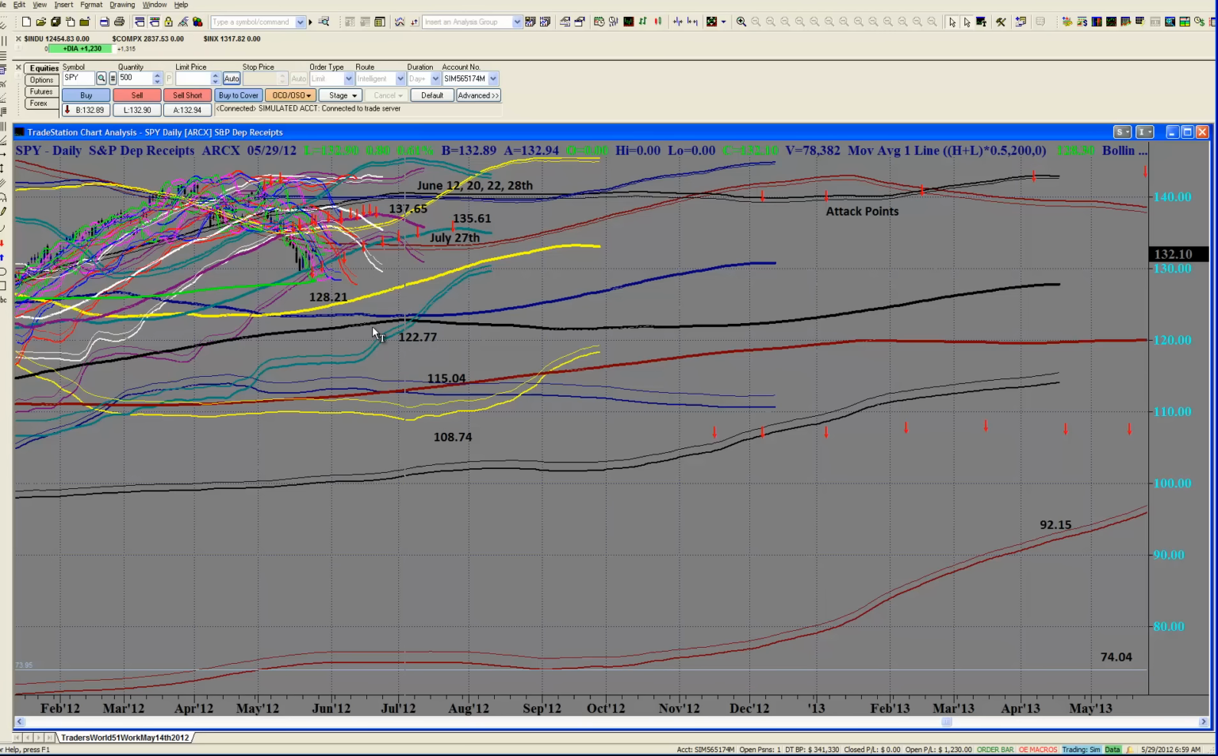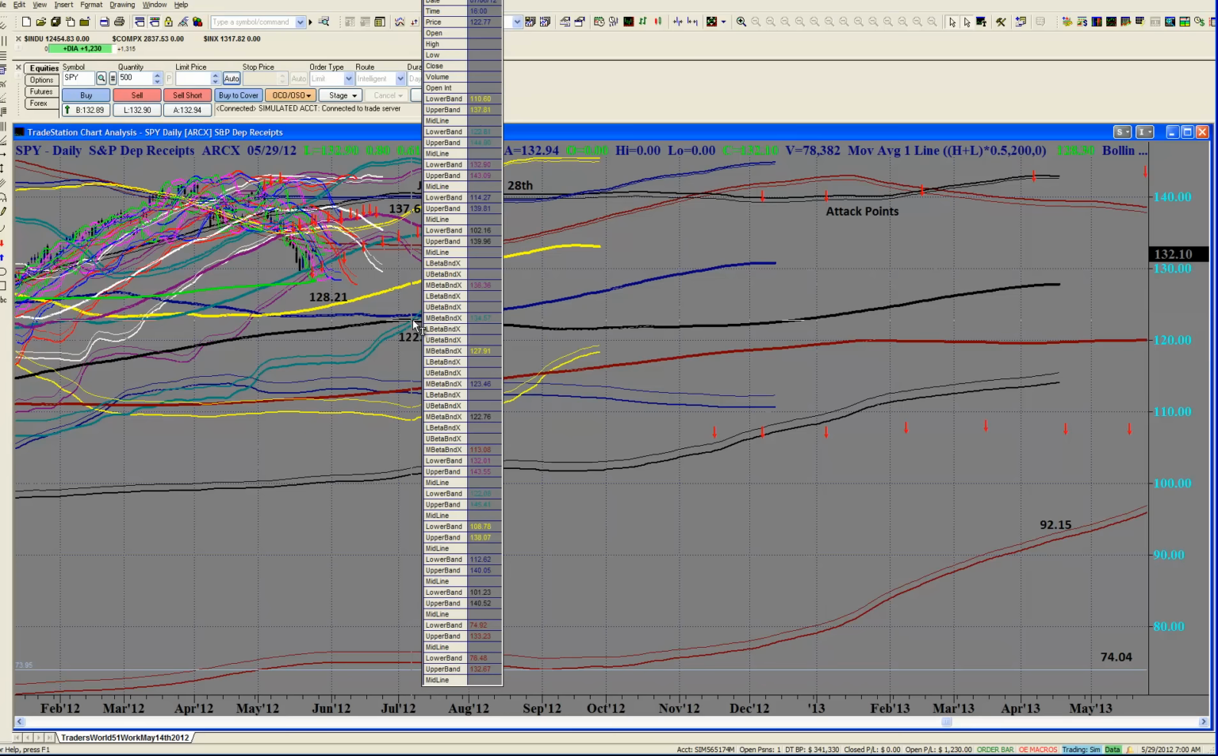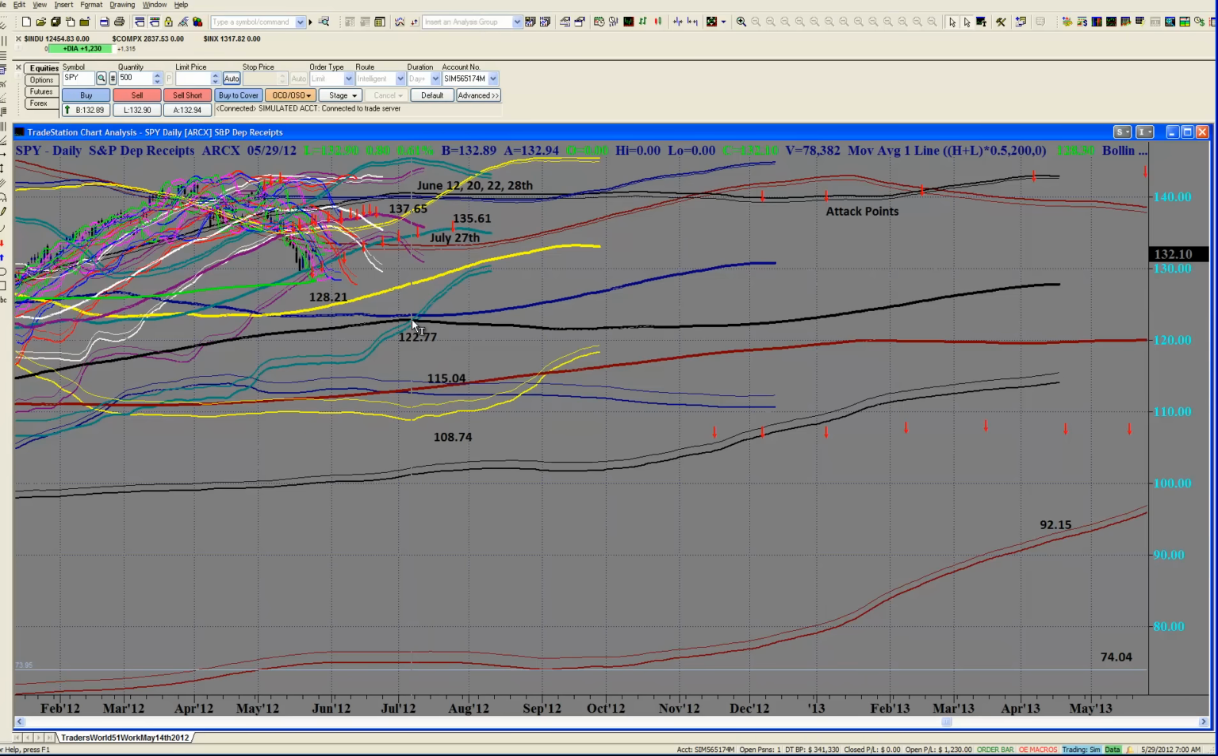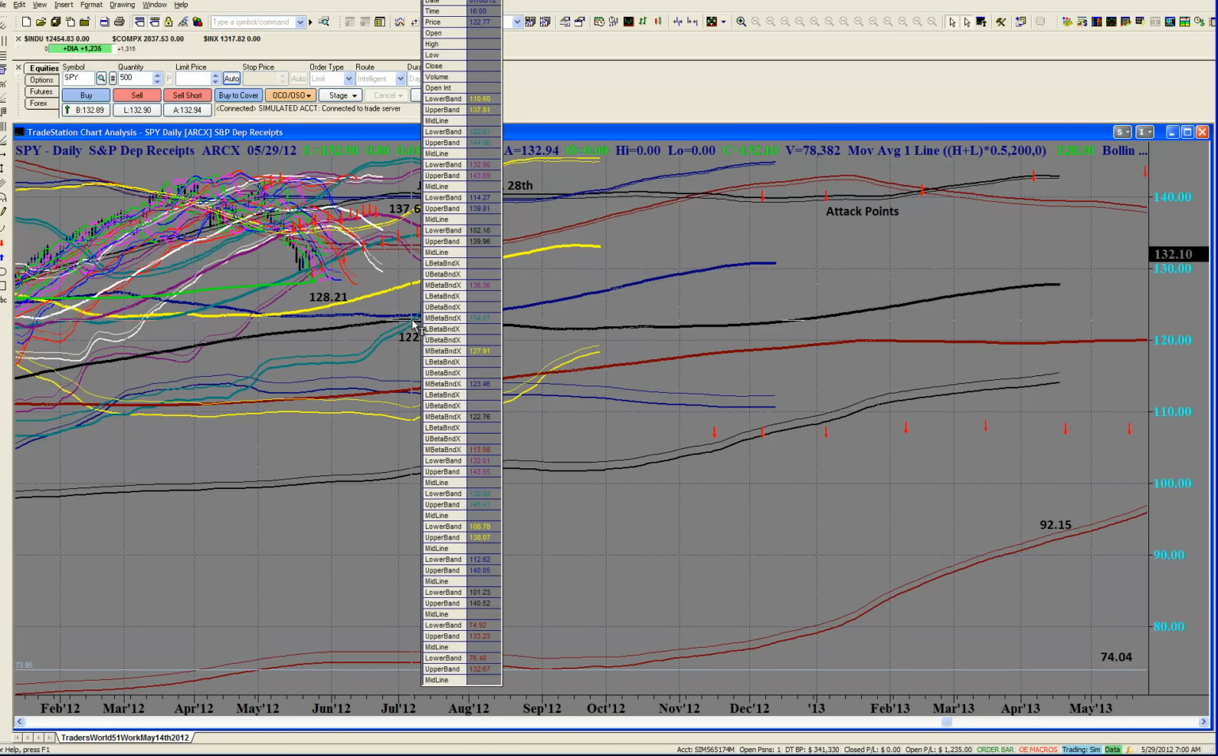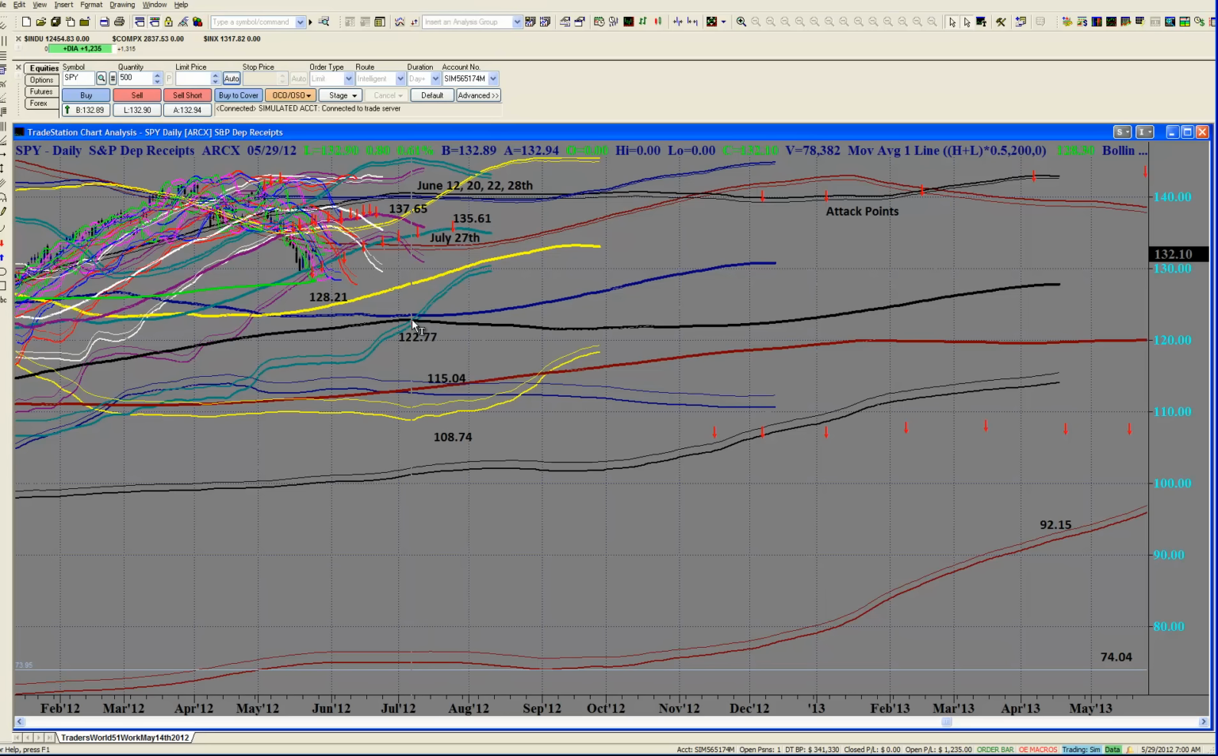Now, the real danger is that we get underneath this black boundary. If we actually get underneath there for more than a day, and I'm not saying we're going to get underneath there right away. It's possible that the market just comes down to that 1227 area on the S&P, or the 122.77 area on the SPY, and then just muddles around.